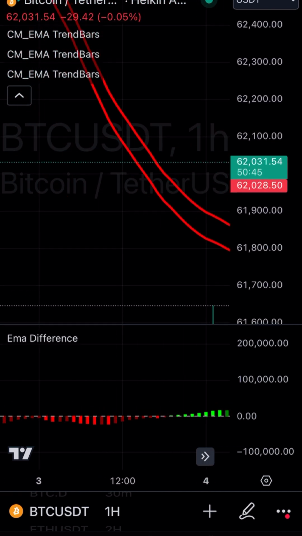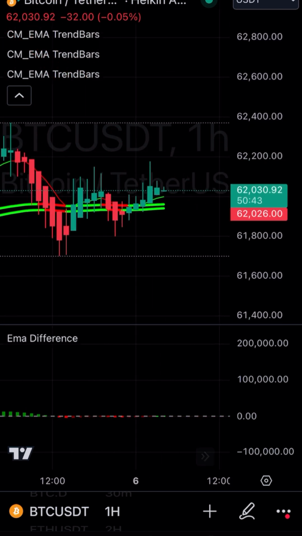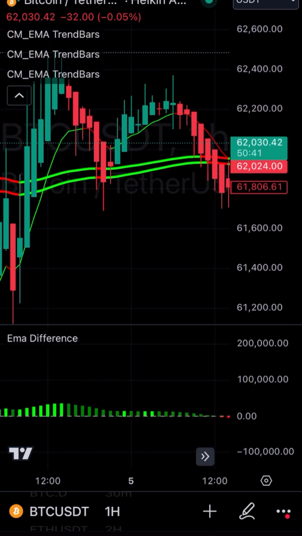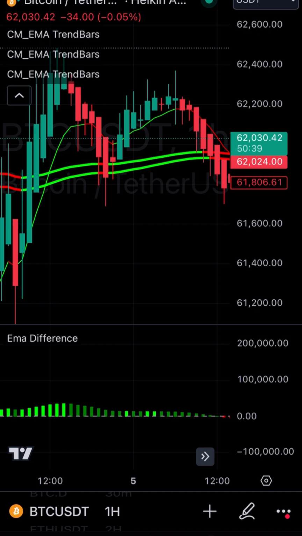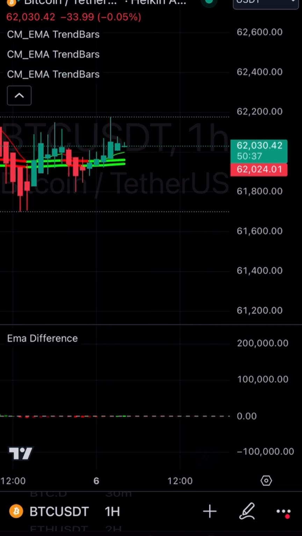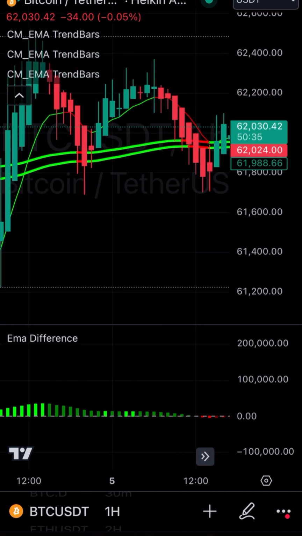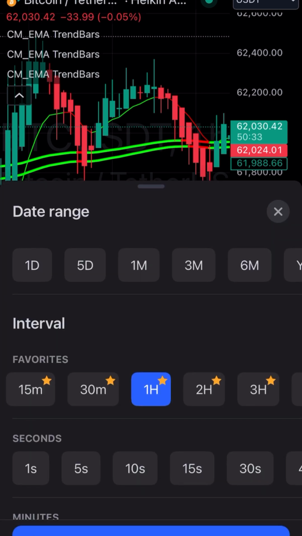Take note of that. And also, what we want to do, and basically if you want to scalp this, we get the overall trend is going up right now. So if you want to scalp this, you can go to your 15-minute.